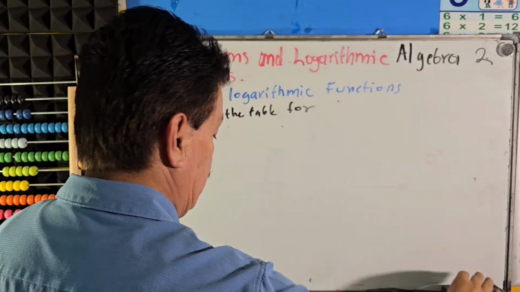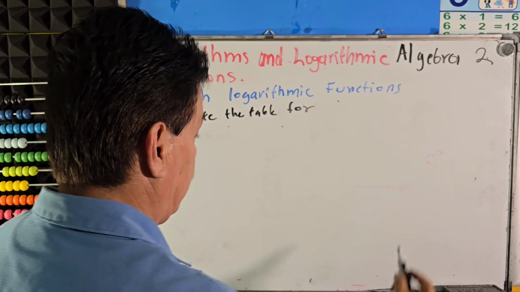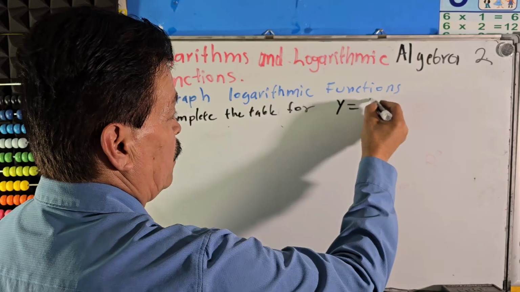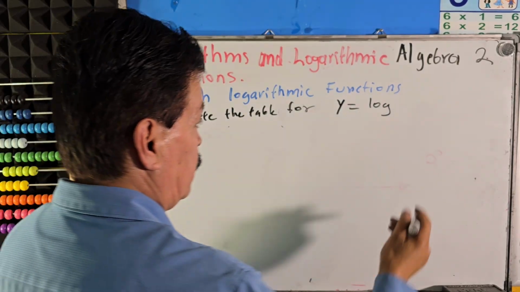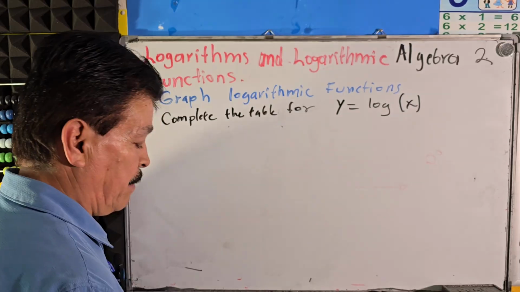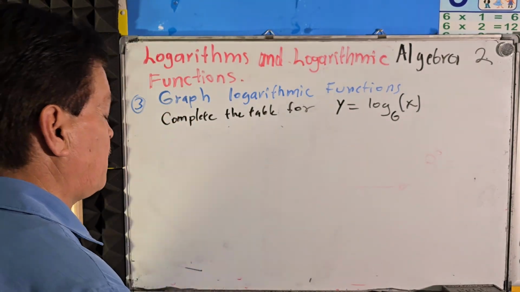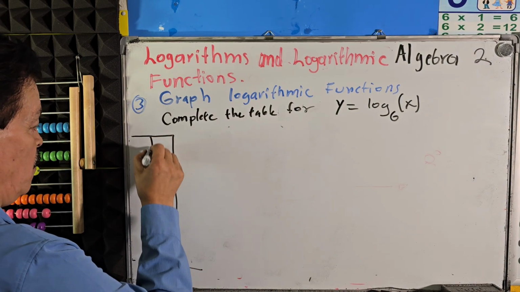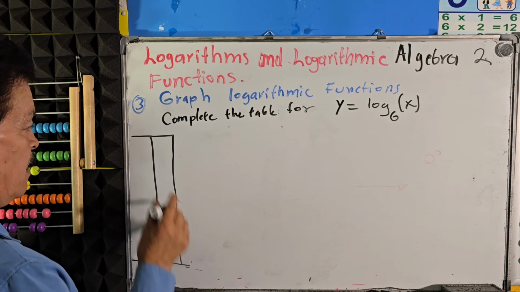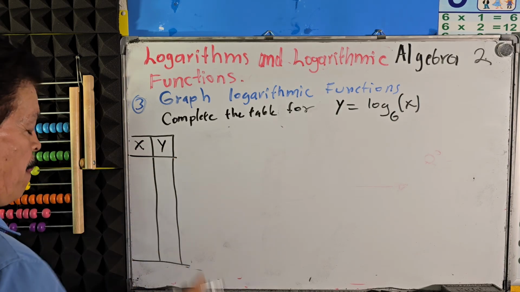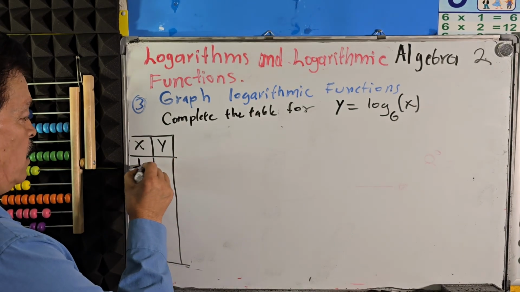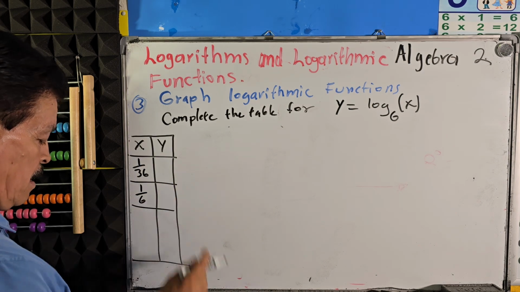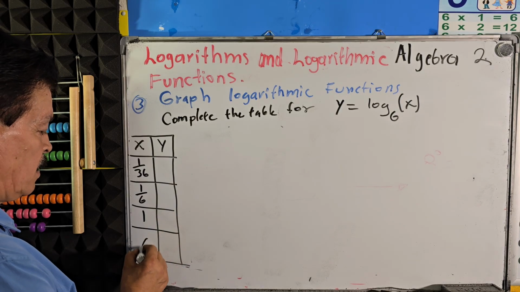And so now we have to complete the table for, let's write here, y equals logarithm of x with the base 6. All right, that's our problem. So let me make the table right here. It has x and y. The first number, let's write 1/36. And next, another number 1/6. And the other one 1, and the other one 6.